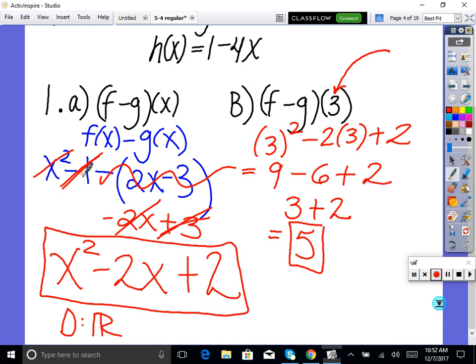Valid question. I actually did have people last hour go through and do this. They went right here and they went 3 squared minus 1 minus 2 times 3 minus 3. But that's a lot harder than just putting it in the simplified function. Does that make sense? You would get the same answer. It's just a lot more room for error there. So that's what you were asking.